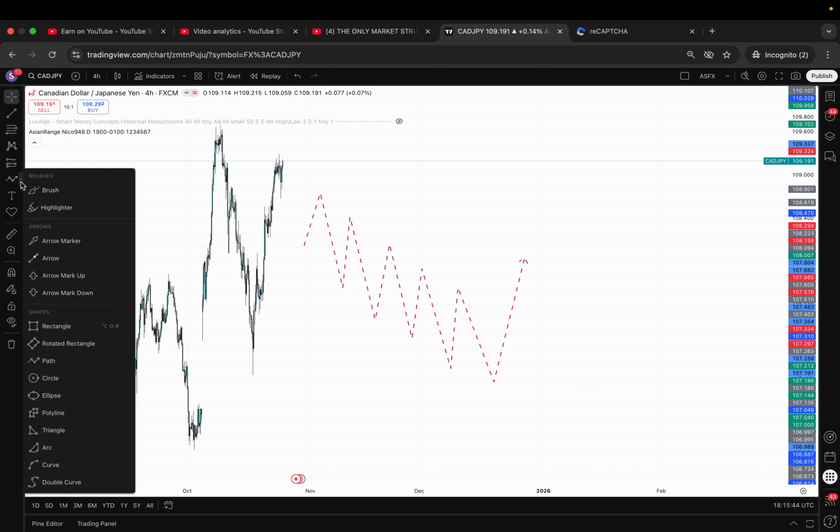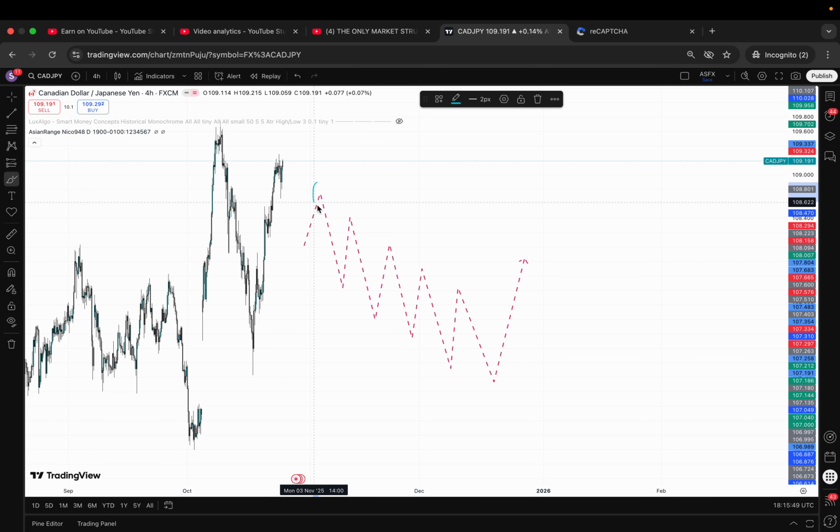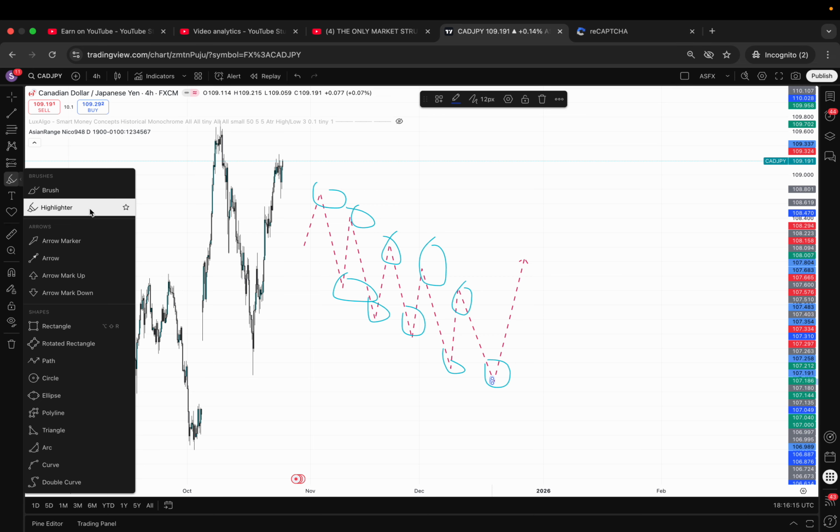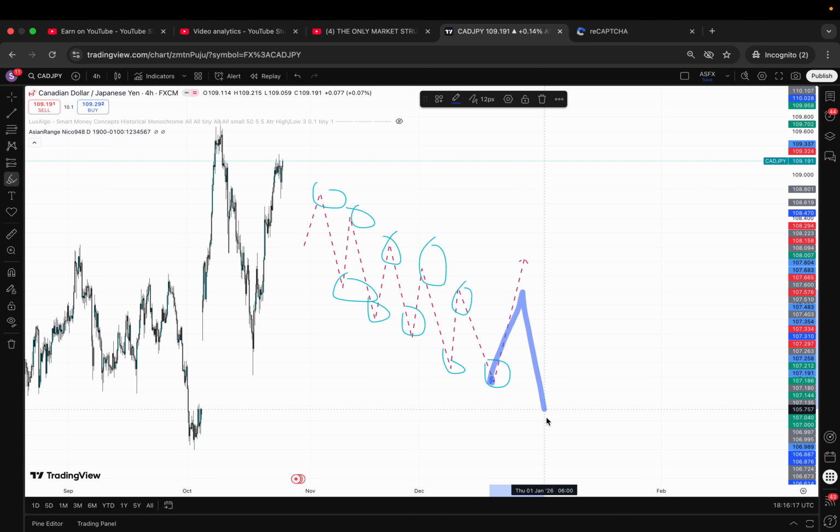The market is bearish. How do you know the market is bearish? We can see that price is creating lower high, lower low, lower high, lower low, and so on. What's the normal thing that's supposed to happen in this sequence? The market is supposed to come here and create a lower low.